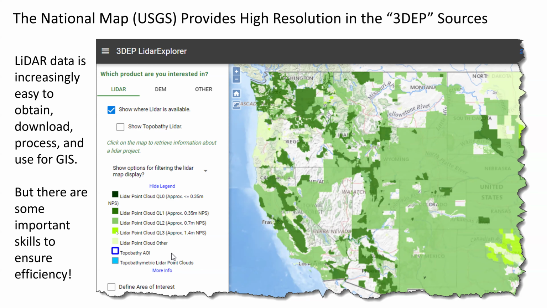Point cloud 3, these light greens are not as high quality. The middle greens are not as high quality as the best quality here, which is black and or the QL1 green. Less than or equal to 0.35 meters, so a foot resolution, let's say. And some of it's topobathy. We already saw what that means in relation to Finlayson's poster from last week.